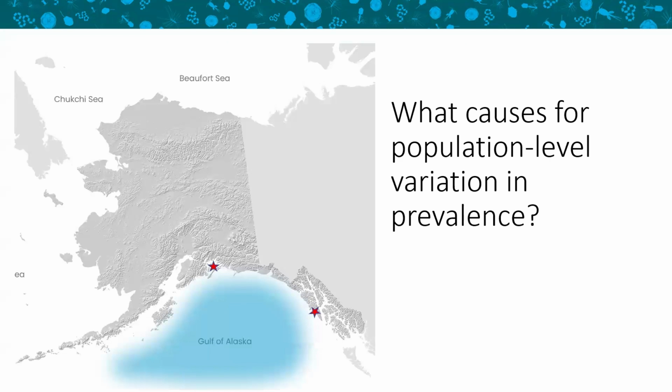And we can ask, well, what causes this population variation in prevalence? And for this study, we had access to two locations, Prince William Sound here and Sitka Sound. They both have historically had really large herring populations, but the population in Prince William Sound has declined considerably since the Exxon Valdez oil spill.